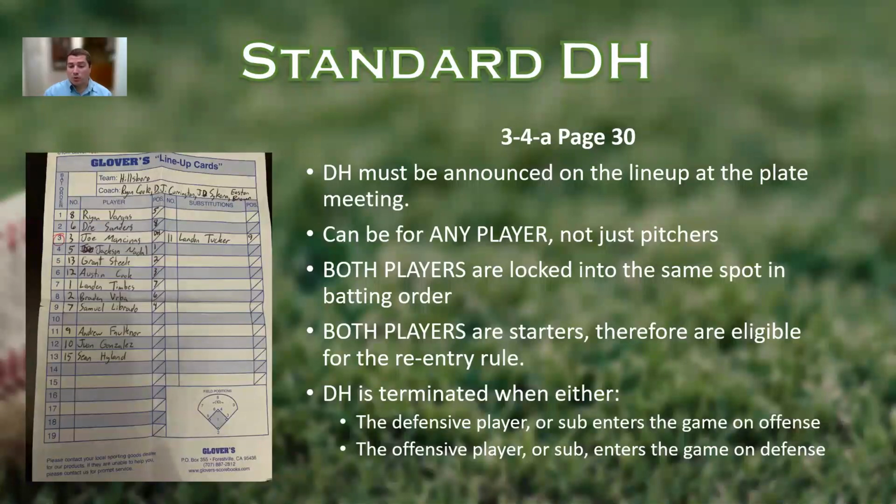The offensive player or sub enters the game on defense. So if Messinas is going to go and say he's going to play third base in the 4th inning, well, that means Tucker's out and Messinas is in, and you go back to a 9-player lineup. Okay? And you mark this on your lineup card and you go on from there. So in this scenario, the standard DH, if they ever switch roles, oh, wait, look, I made a great thing. The DH is done. Let me say it again. If any players switch roles, the DH is done.